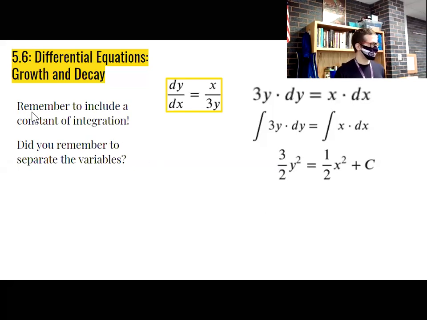Now, the first thing I put up here was remember to include a constant of integration. I integrated both sides, but I only have one constant. That might feel bad, but it's okay. The reason is, oh, I didn't look back and check it out. Let me save this real quick.